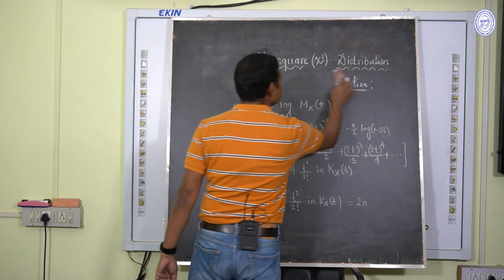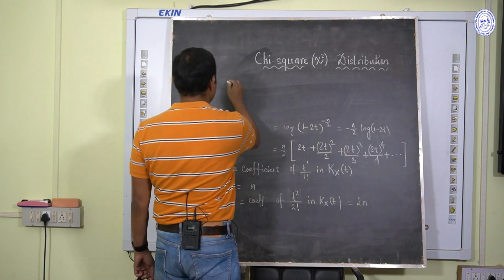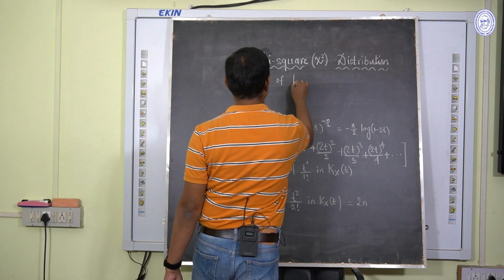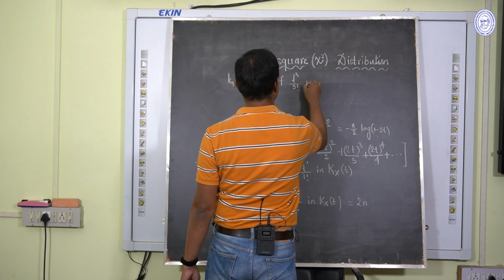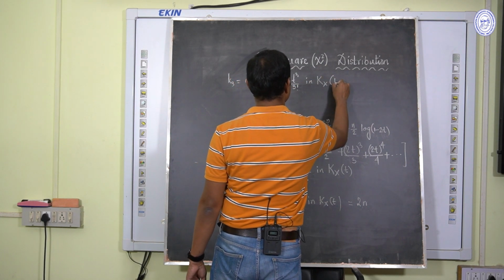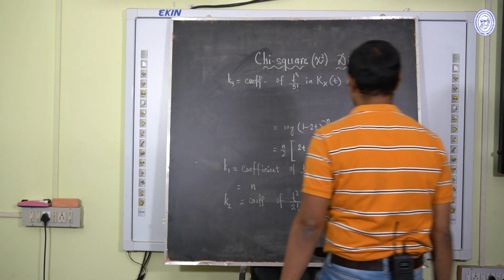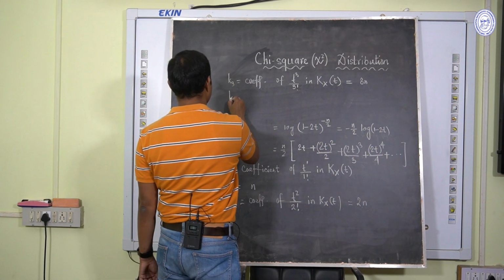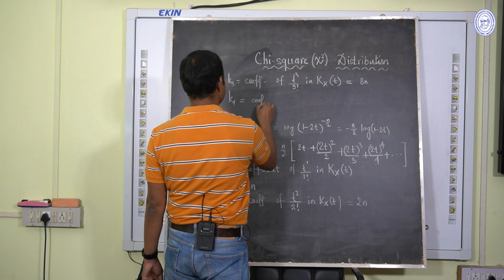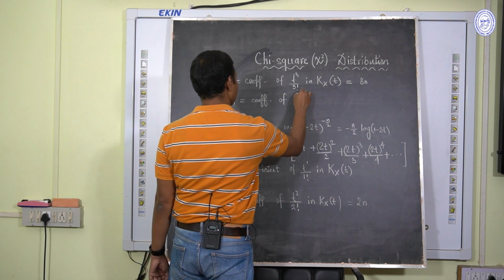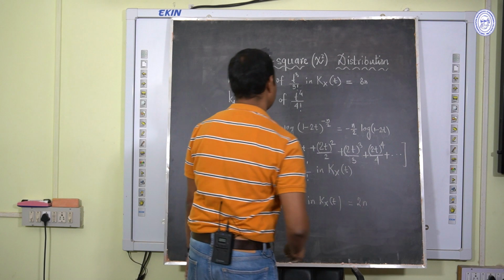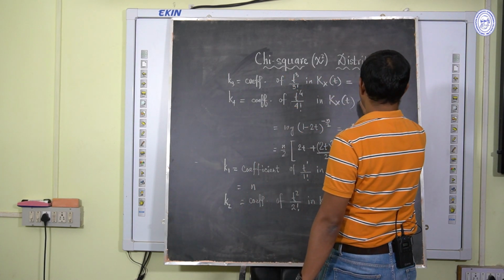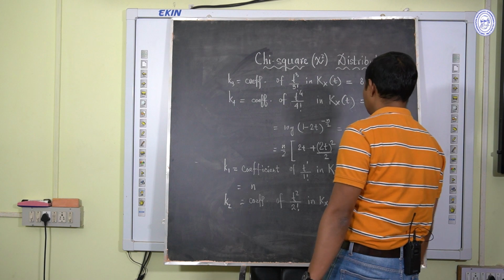k3 equal to coefficient of t cube by 3 factorial in K_X(t), equal to 8n. k4 equal to coefficient of t to the power 4 by 4 factorial in K_X(t), equal to 48n.